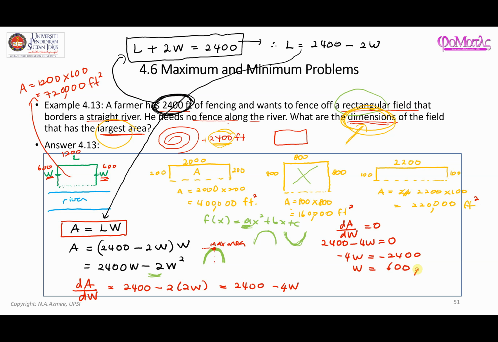So this is the answer. W is equal to 600. Therefore, based on this, you can write down the dimension. The dimension of L times W is going to be 1200 times 600. So it gives the maximum area of 720,000 feet squared.